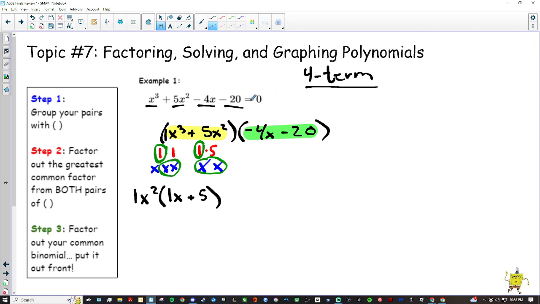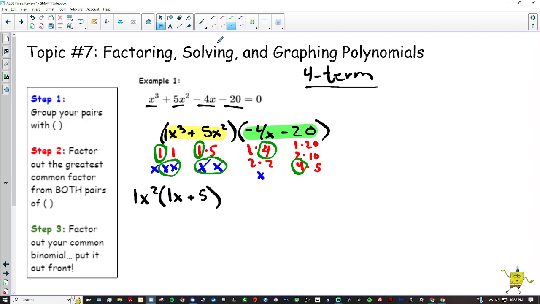Now we're going to do the exact same thing for the second one. 4: 1 times 2, or 1 times 4, or 2 times 2. For 20, we have 1 times 20, 2 times 10, and 4 times 5. Our 4 has an x. The biggest number they have in common is 4. And I can't take any x's away because the 20 doesn't have any to give.